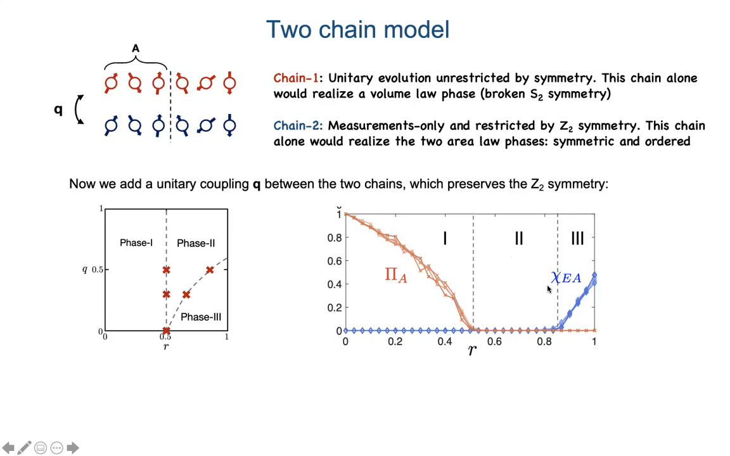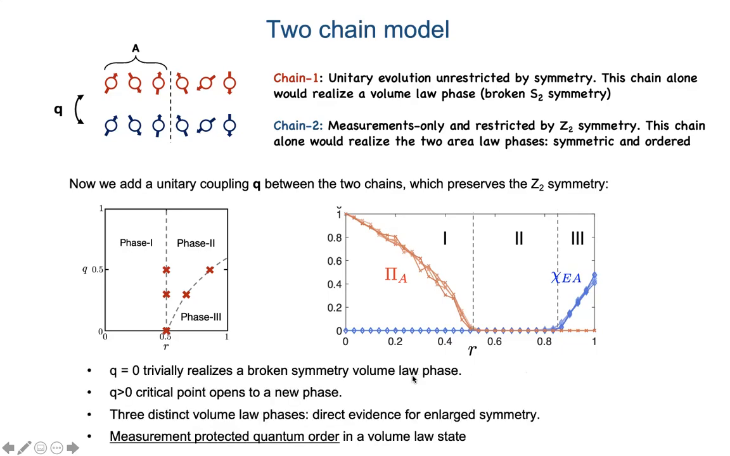So this is a direct demonstration of the fact that by turning on the coupling between the two chains, I can have 3 different volume law phases with different kinds of quantum orders, because we go beyond just Z2 symmetry. It's also kind of interesting because this is a volume law phase of a one-dimensional system that can sustain long-range order. So it also shows that this is an intrinsically non-equilibrium phase. Such phases with long-range order could not exist in equilibrium.